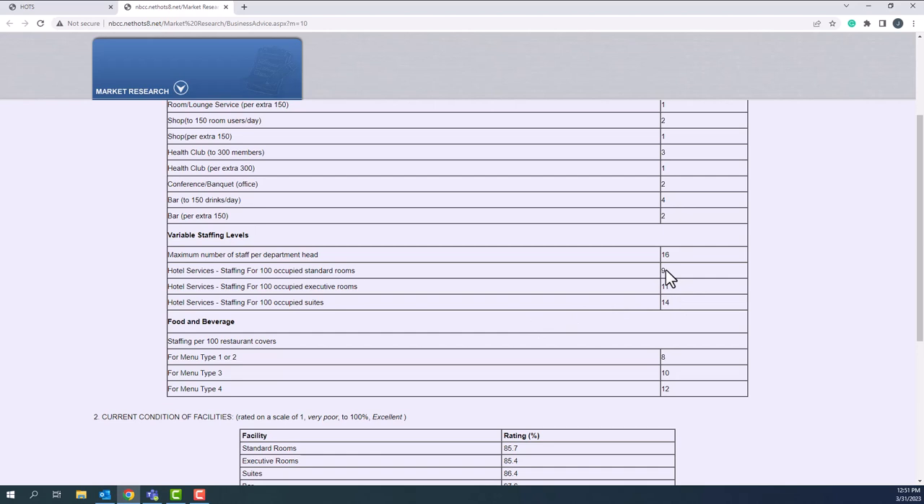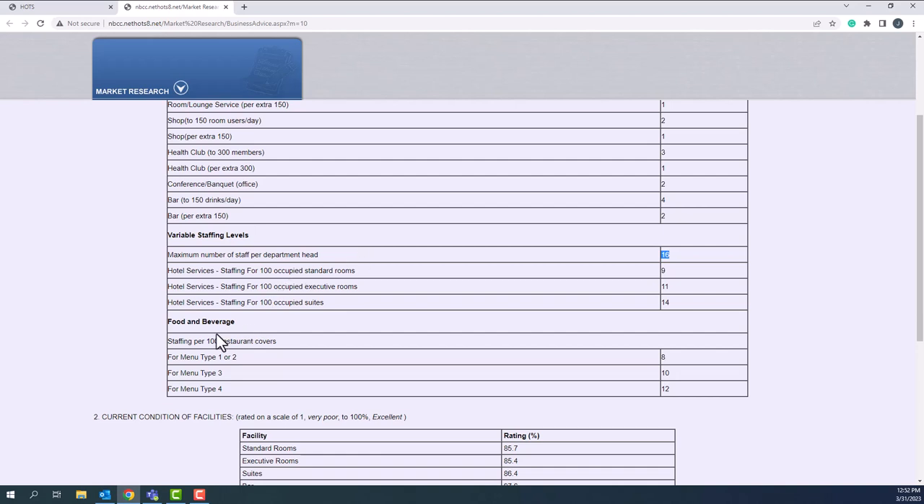But you need to be able to analyze these numbers. So how many rooms are you selling per week to figure out how many staff that you need? It's also a very important number there, the maximum number of staff per department head. In this simulation run, it was 16. So if you have more than 16 staff per department head, that negatively affects performance. But if you have substantially less than 16 per department head, that will also be a drag on performance.